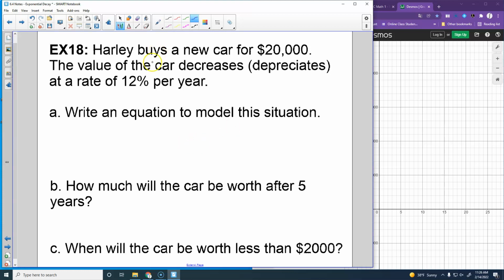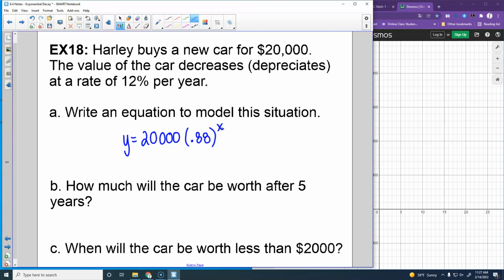So Harley buys a new car for $20,000. The value of the car depreciates at a rate of 12% per year. So we need to write an equation for this. We're going to have y equals initial amount is $20,000. If it is depreciating at a rate of 12% per year, that means you're losing 12% of the value each year. How much are you keeping? 88. So you'll have 0.88 to the x power. That's our equation.